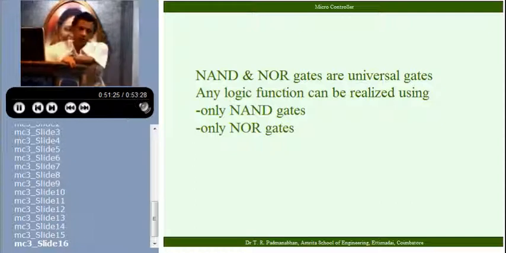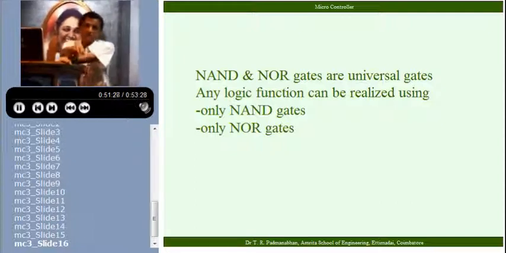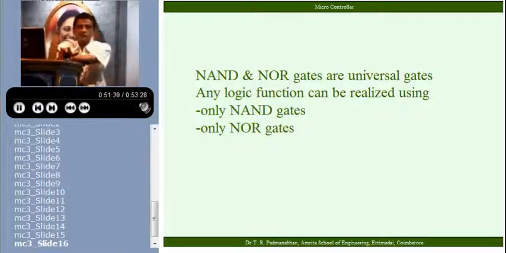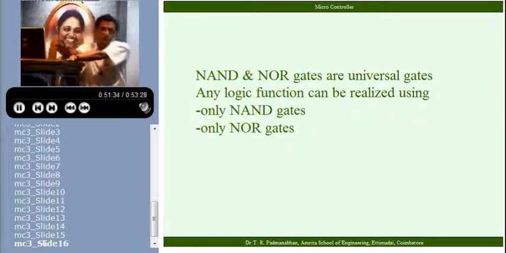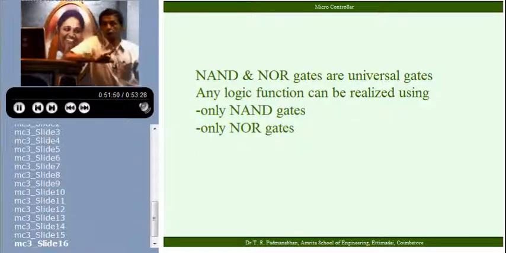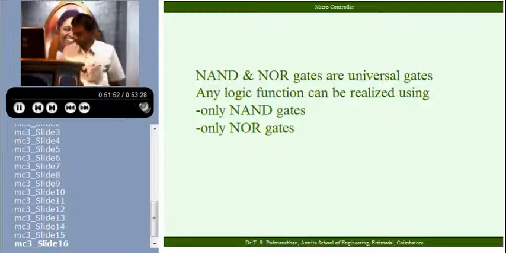Now this NOR gate and NAND gate, they are called universal gates. Basically, using a set of NAND gates, you can realize any function you want. If you have a circuit with only NAND gates, nothing else, you can realize any circuit you want. Same way, if you have got only NOR gates, you can realize any circuit. It is not the case with others.